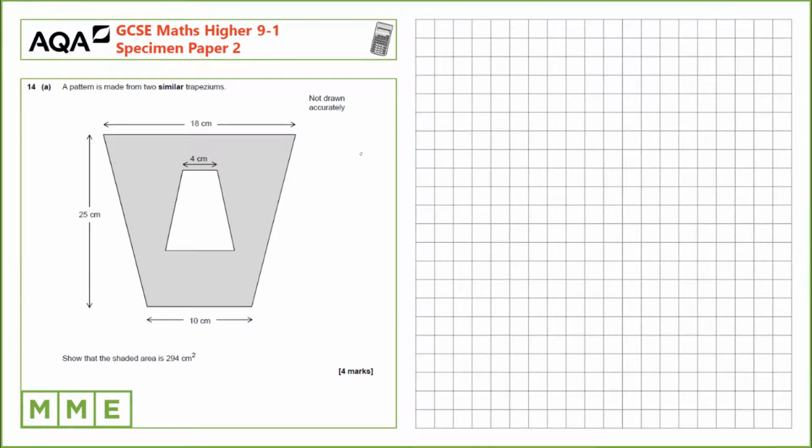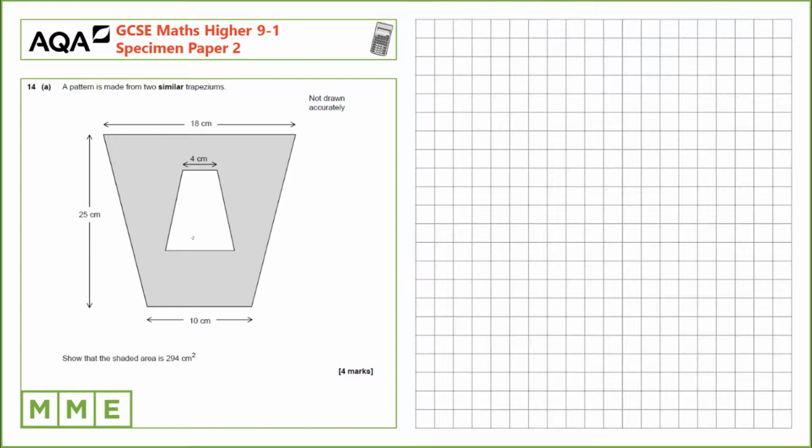14a. A pattern is made from two similar trapeziums. Show that the shaded area is 294 centimeters squared. If they're similar, that means there's a scale factor between them, a number that if we multiply one length, we'll get the corresponding length on the other shape.